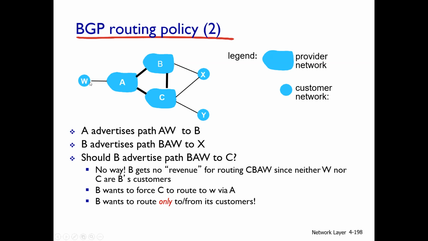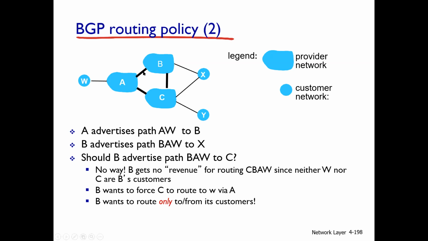So path AW means that you can get to destination A and destination W. A will advertise this to B, okay? And why does A advertise AW to B? So that the networks beyond B know about its customer W. And if they know about its customer W, or the addresses over here, then traffic can be routed to these destinations through provider A.